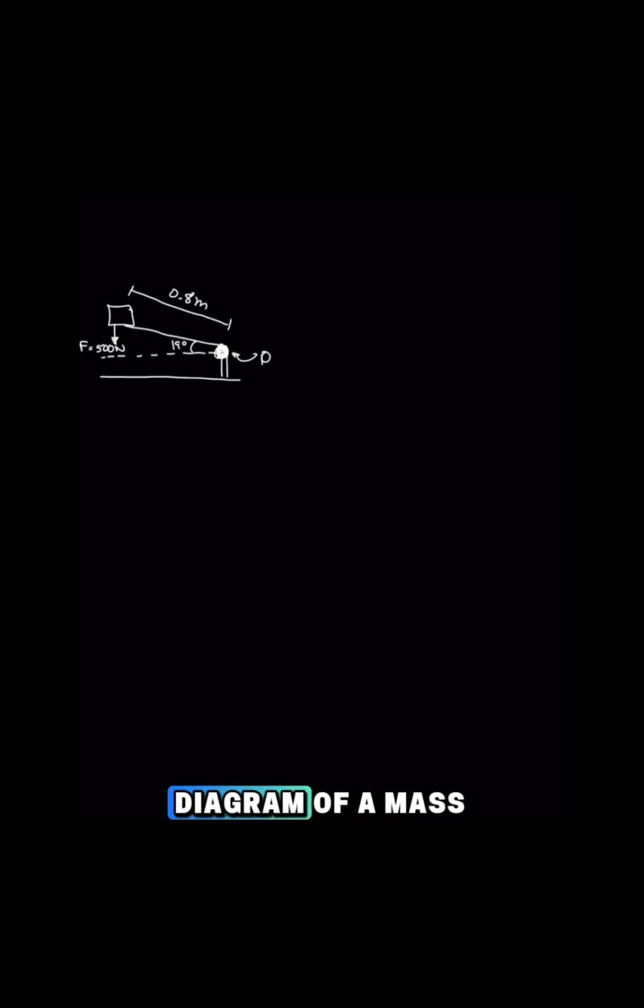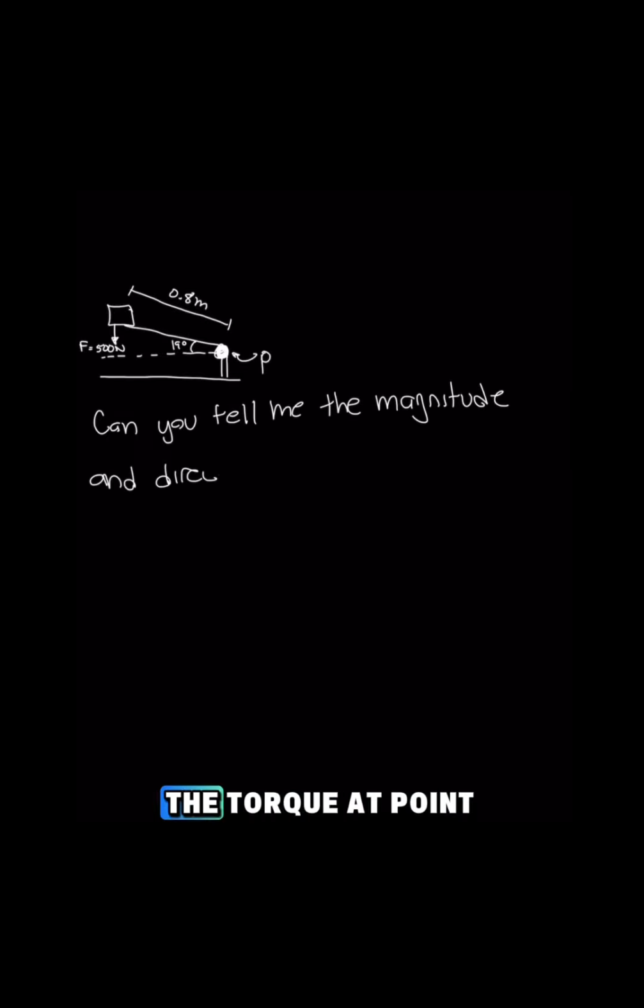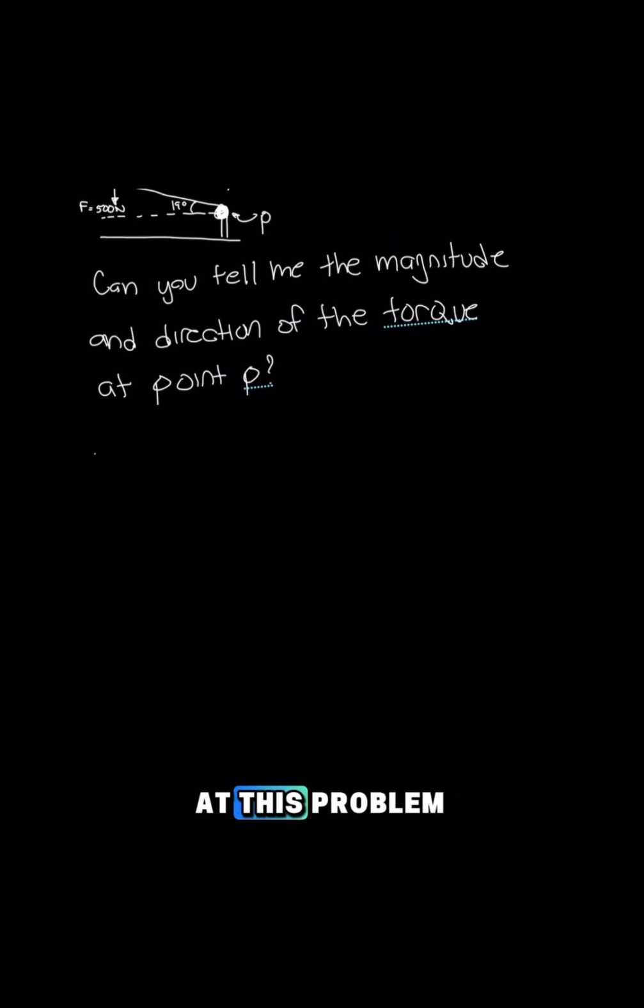So let's say you're given this diagram of a mass connected to a long stick, applying a force of 500 newtons on the end of it. Can you tell me the magnitude and direction of the torque at point P? If not, let's look at this problem together.